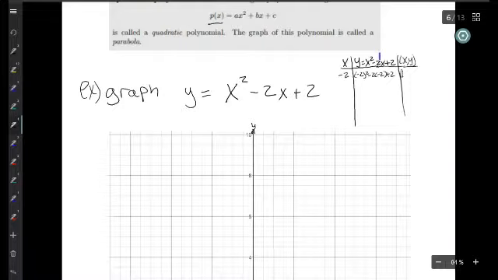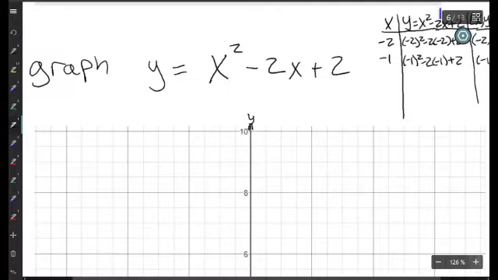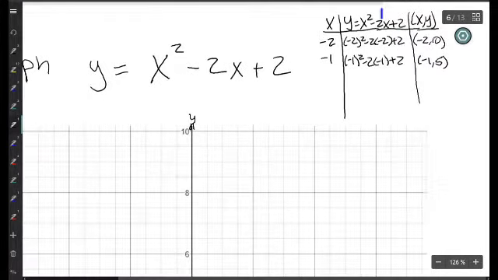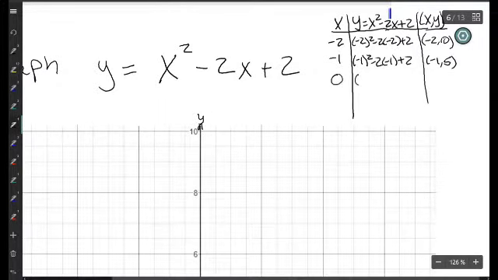So that's negative 2, comma 10. Negative 1, we have negative 1 squared minus 2 times negative 1 plus 2. So 1 plus 2 plus 2, 5. Negative 1, 5. At 0, we have 0 squared minus 2 times 0 plus 2. So 0, 2.